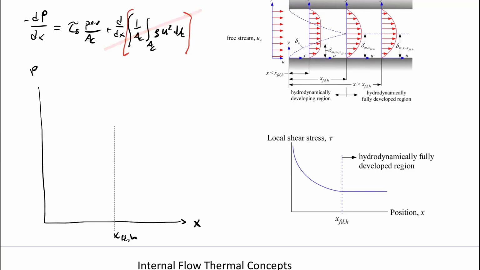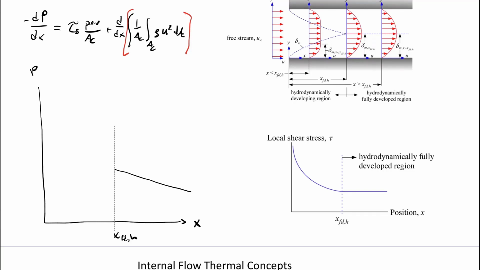That doesn't mean that my pressure is constant. There's still a shear stress effect, but my pressure in that region is going to be related to a perimeter over cross-sectional area that's constant times the shear stress tau s. And in the fully developed region, that shear stress is going to be constant. So if I plotted my pressure in that region, it's going to look something like this. It's a constant, linear profile. So I'm still losing pressure the further I go on x, but it's a constant loss of pressure.